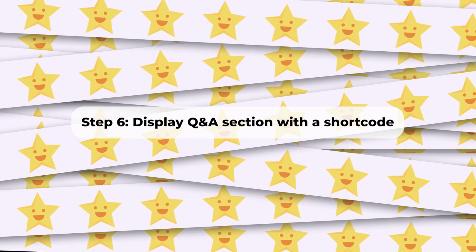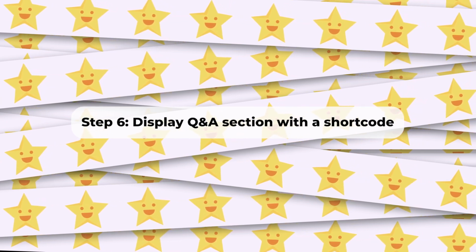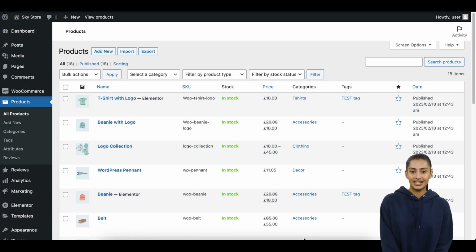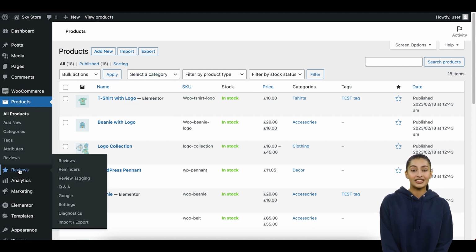Step 6. Display Q&A section with a shortcode. By default, the CusRev plugin displays the Q&A section as a tab on WooCommerce product pages. However, if you are using a theme with a page builder like Elementor, it might disable the standard WooCommerce tabs and make the Q&A section invisible.